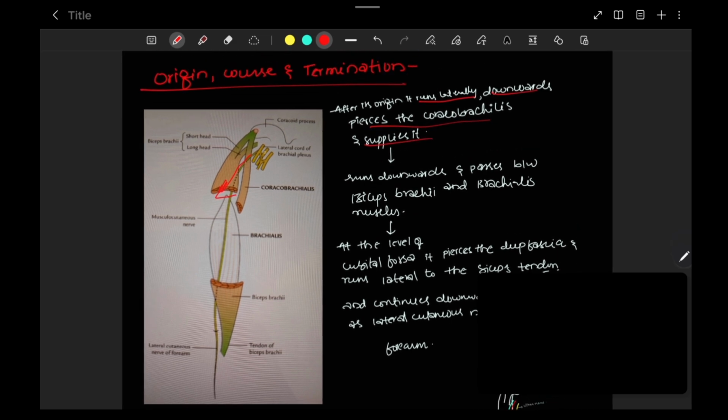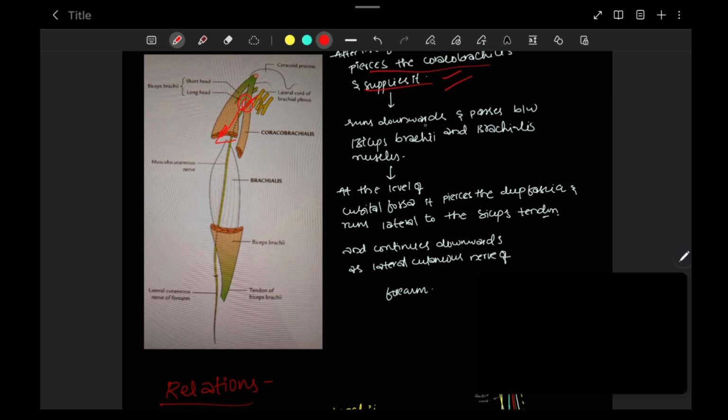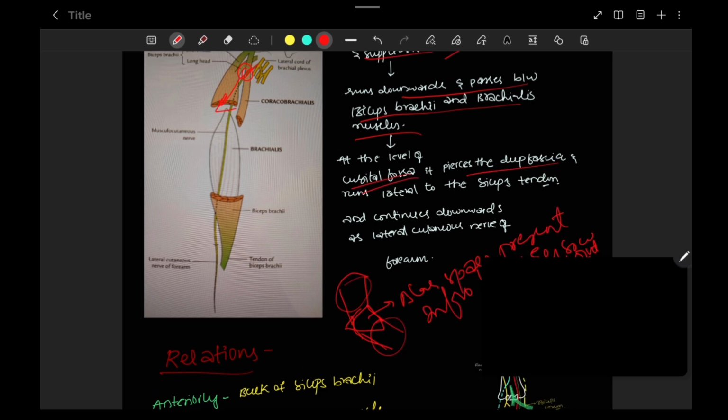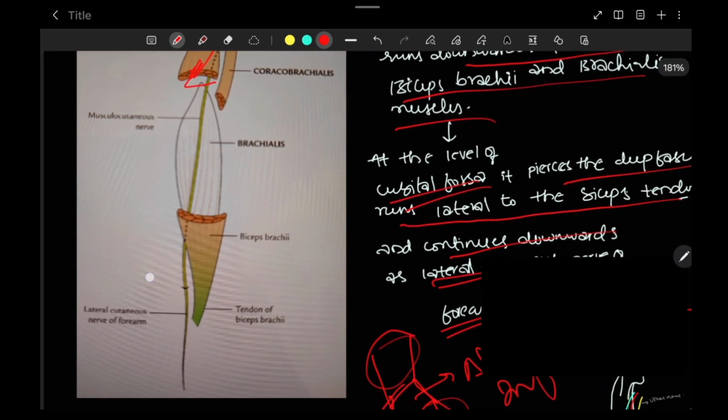It goes laterally and downwards, and here you can see it pierces the coracobrachialis muscle and supplies it, and then it runs downwards and passes between the biceps brachii and the brachialis muscle. After piercing the coracobrachialis, it passes in between the biceps brachii and the brachialis muscle, and then at the level of the cubital fossa, it pierces the deep fascia and runs lateral to the biceps tendon and continues downwards as the lateral cutaneous nerve of the forearm. See the picture.